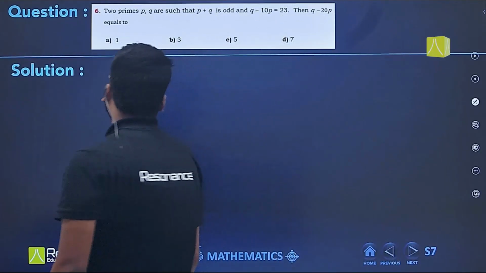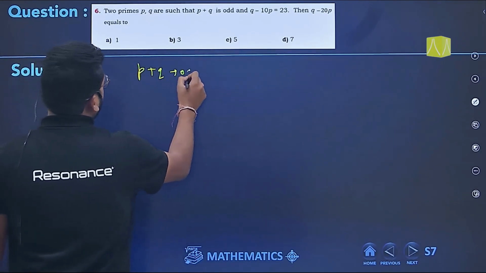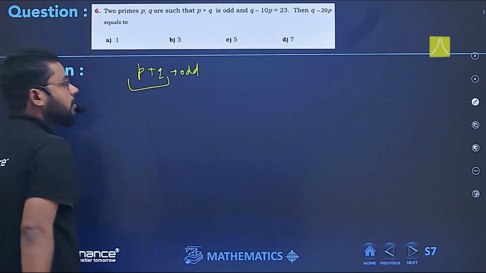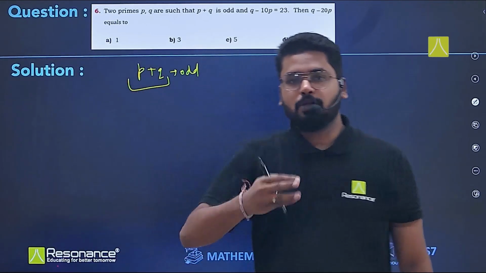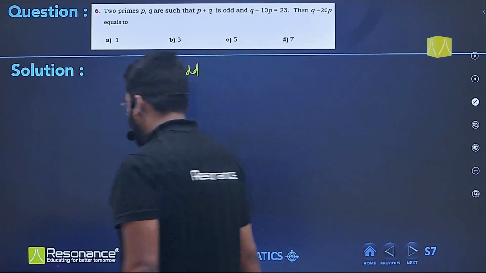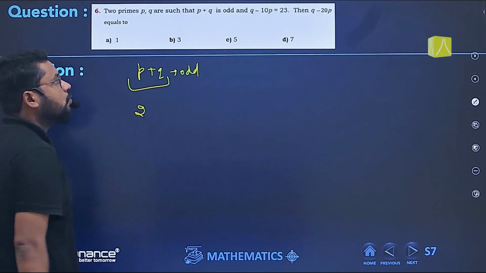Now, question number 6. Two prime numbers P and Q are such that P plus Q is odd. Okay. Addition of two numbers is only odd when one of them is even, because even plus even and odd plus odd are even. And even prime number is only one, that is 2. So this means either P is 2 or Q is 2.